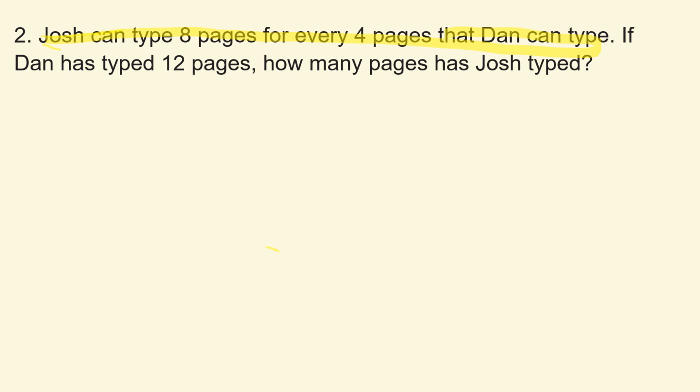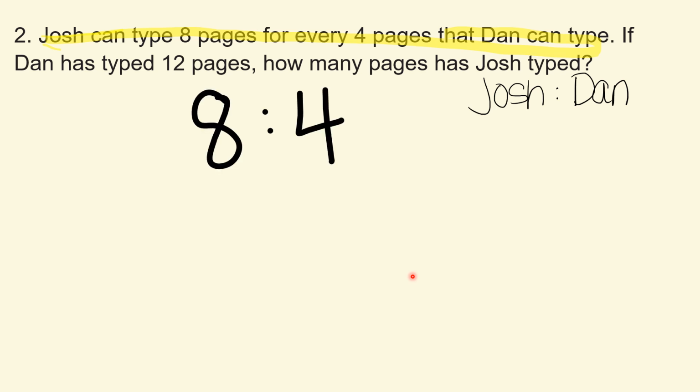All right, so my ratio is going to go Josh, colon, Dan. All right, so that's the order that I'm choosing to write them in. You could put Dan first. There's no particular reason why I put Josh first. I just put Josh first because he was the first person that was named. So Josh can type 8 pages for every 4 pages that Dan can type. So the ratio of Josh compared to Dan would be 8 to 4.